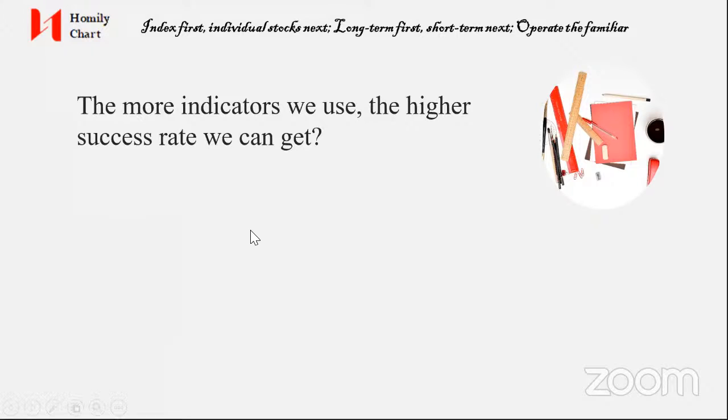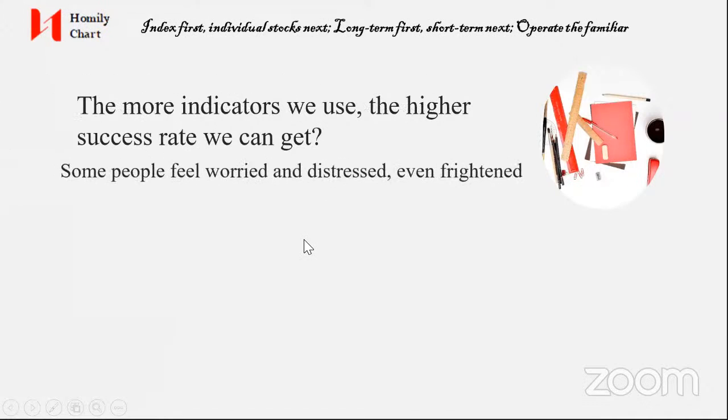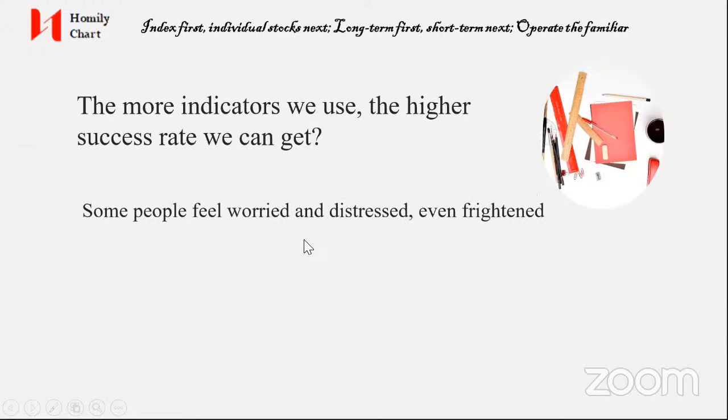But you know, some people still think that the more indicators we use, the higher success rate we get. So some people, because they believe this, feel worried and distressed, even frightened when they realize that Homily software has so many indicators, special Homily indicators, and also some ordinary traditional indicators. So they might even get frightened by so many indicators.